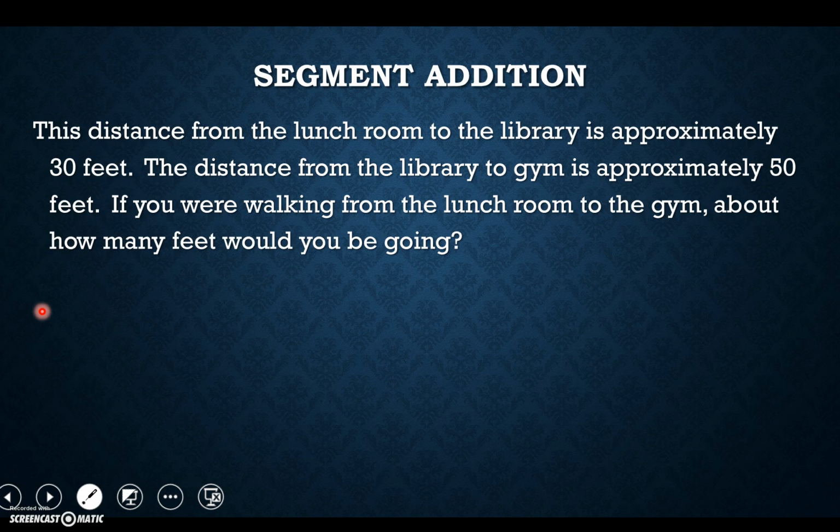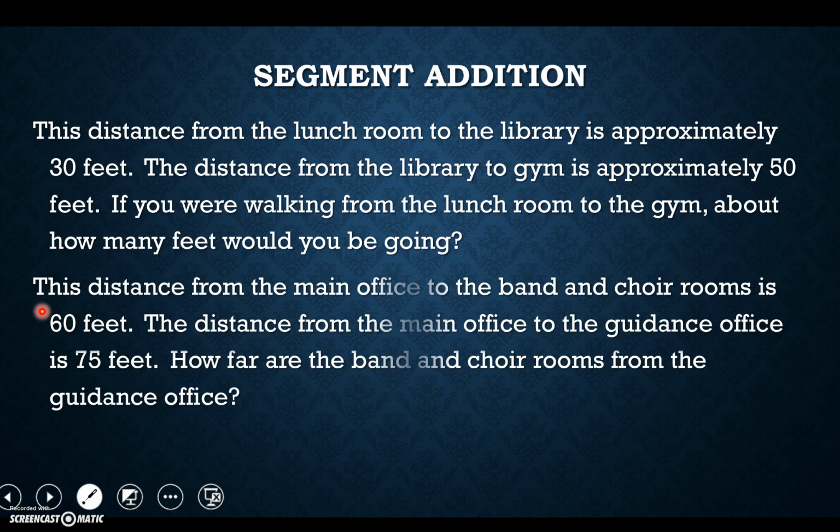So this would be one type of situation we'd be doing with segment addition. And the other type would be: the distance from the main office to the band and choir room is 60 feet. The distance from the main office to the guidance office is 75 feet. How far are the band and choir rooms from the guidance office? Looking at the top scenario versus the bottom scenario, in the top one, I'm giving you the distances between the two things, and to find the whole length, we would add them up. But in the second one, I am missing a portion of my segment, and that's what I'm trying to find out. So I would use subtraction in that problem.